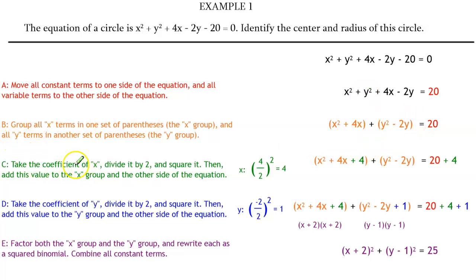We're going to take the coefficient of x, which in this case is positive 4, divided by 2, and square it. So that calculation is here. Then we're going to add that to the x group. We're going to add it here. And whatever we add to one side of the equation, we got to add to the other side.